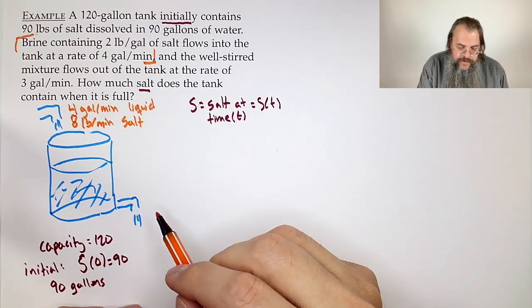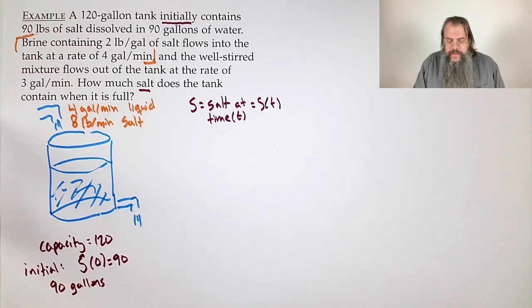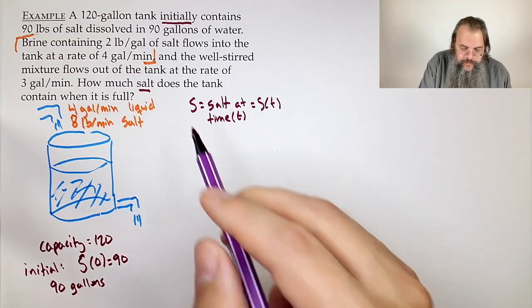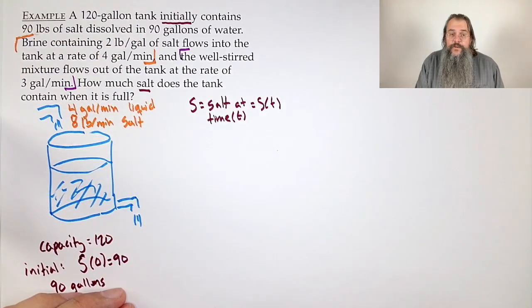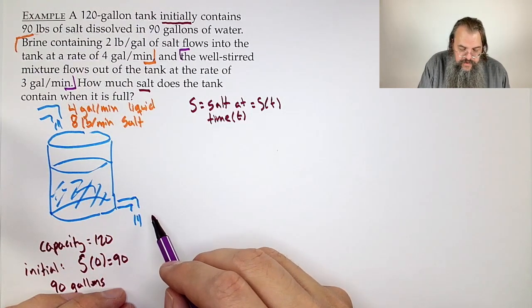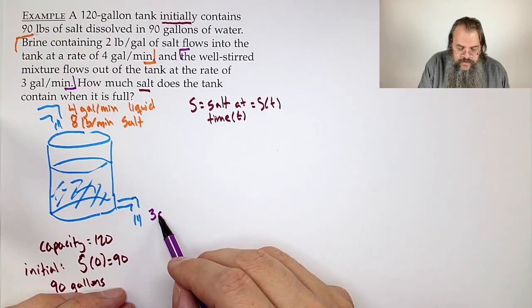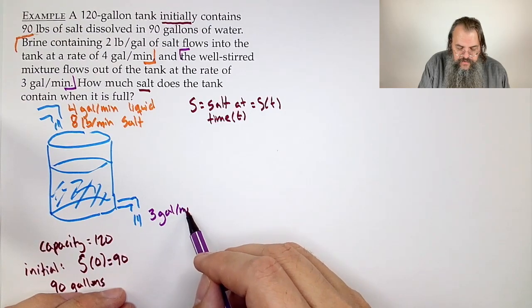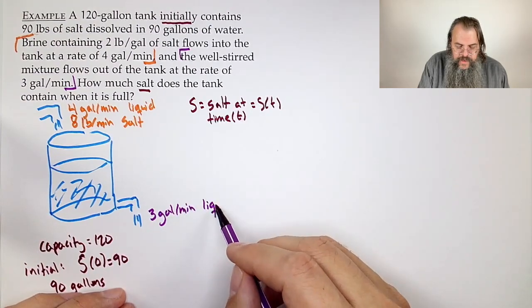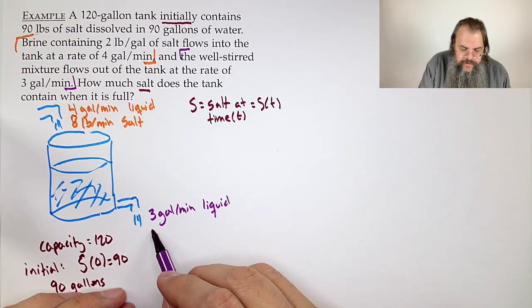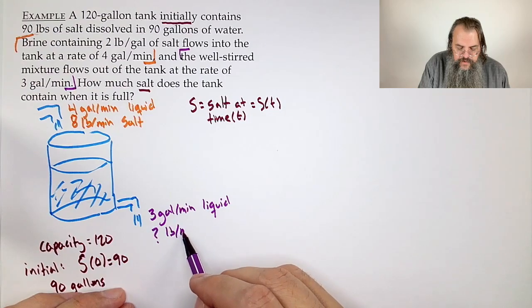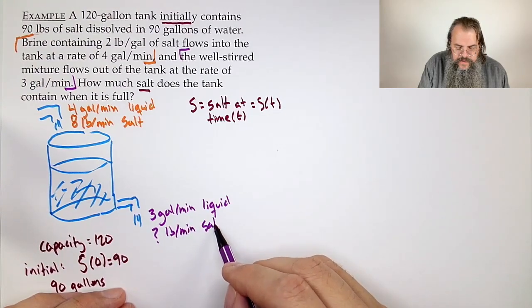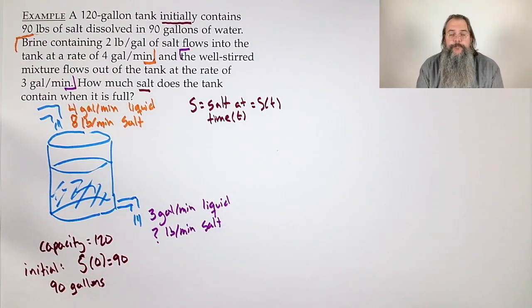Now, how about our outflow? That is the other part of our sentence. Our well-stirred mixture is flowing out at 3 gallons per minute. So our outflow is 3 gallons per minute of liquid. And then some amount of salt is flowing out, so we have to think about that.